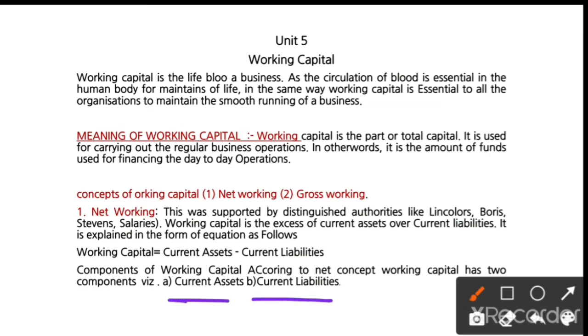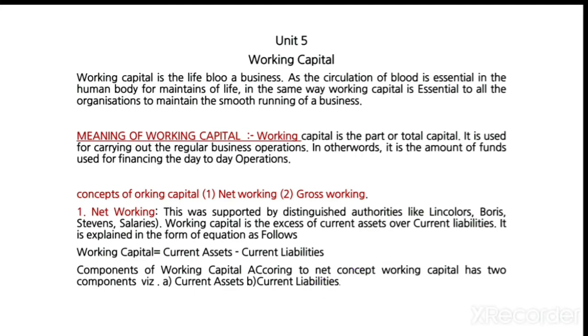Current assets means the assets which we can easily convert into cash. For example, cash in hand, cash at bank, bills receivable, debtors, prepaid expenses, any outstanding incomes. All these are called current assets. Then what do you mean by current liabilities? See, current liabilities are very simple. Which liabilities can be paid within one year, those are called current liabilities. For example, creditors, bills payable, outstanding expenses, short-term borrowings, tax and dividends payable, bank overdraft, any outstanding liabilities payable for the current year. All these are called current liabilities.